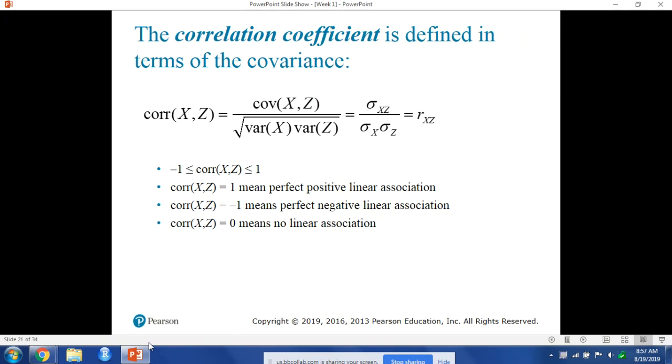We can calculate the Pearson's correlation coefficient by using the covariance and variance values. This should be easy to remember. If you have a positive correlation, then the linear relationship is positive. If it is a negative correlation, then there is a negative linear relationship. And if it is 0, then there is no linear relationship.